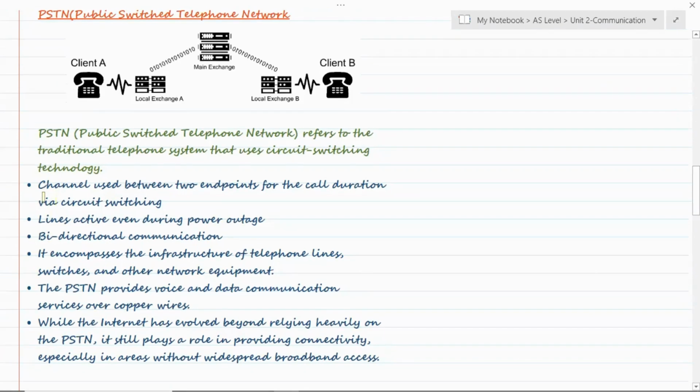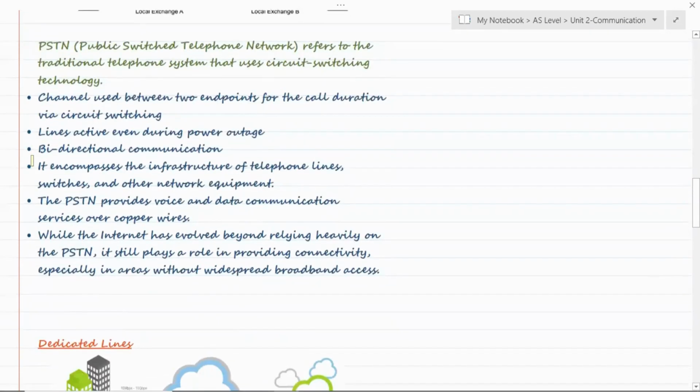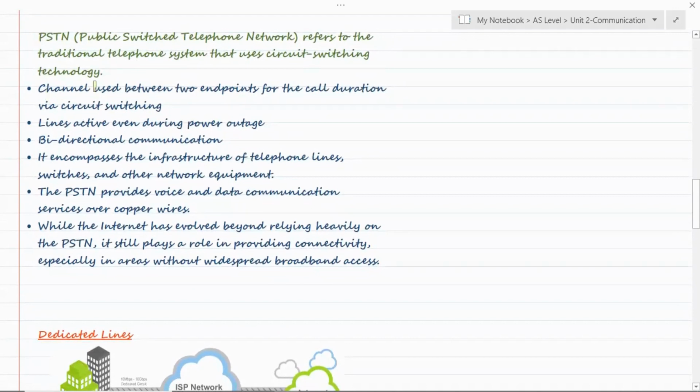So let's go through some main pointers about PSTN. PSTN is used between two endpoints for the call duration, and circuit switching technology is used, which I have just explained. Lines stay active even during power outage, and it is bi-directional communication, so both parties can send data back and forth. It encompasses the infrastructure of telephone lines, switches, and other network equipment. Here on PSTN, you can send voice and data both. Mostly copper wires are used for PSTN.